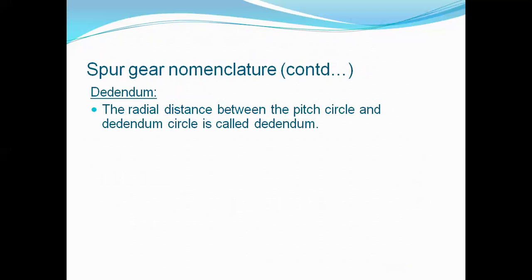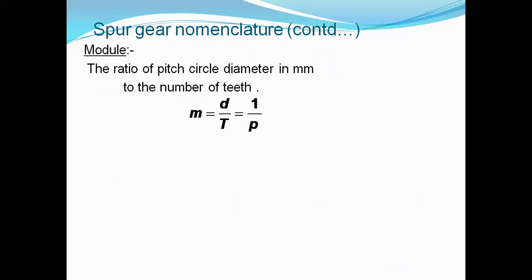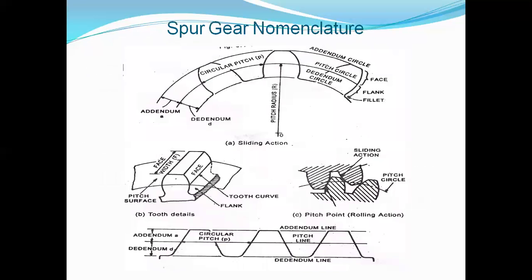Dedendum: the radial distance between the pitch circle and the dedendum circle is called dedendum. In the diagram we have observed, this is the addendum, and this one is the dedendum. The addendum is the radial distance between the pitch circle and addendum circle. Here the dedendum means the radial distance between the pitch circle and the dedendum circle.